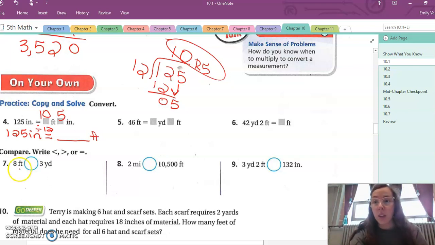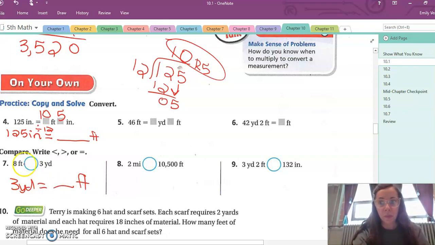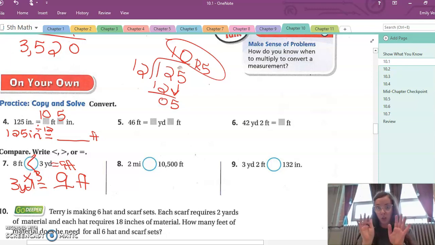And super fast, comparing 8 feet to 3 yards, you have to change one into the other. This time it doesn't matter. When you convert, you can go either way. I like to go big to small because that's easier for me. So I'm going to say 3 yards is how many feet times here, because big to small. I know that there's 3 feet in 1 yard. 3 times 3 is 9. So now 3 yards is the same as 9 feet. And this is the bigger one. That's all you do on those ones.